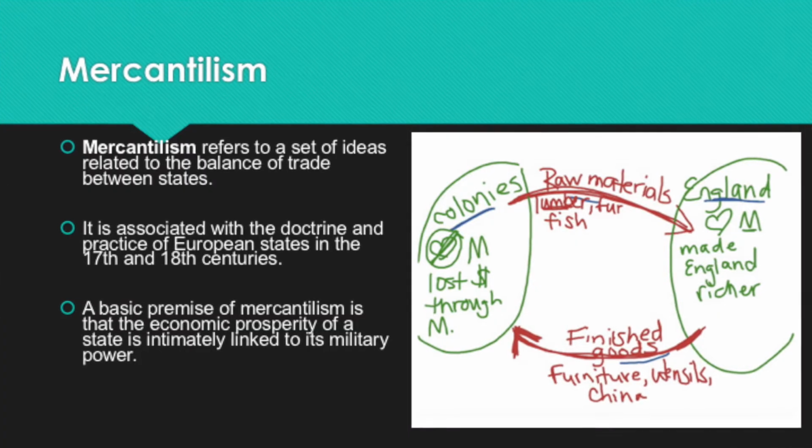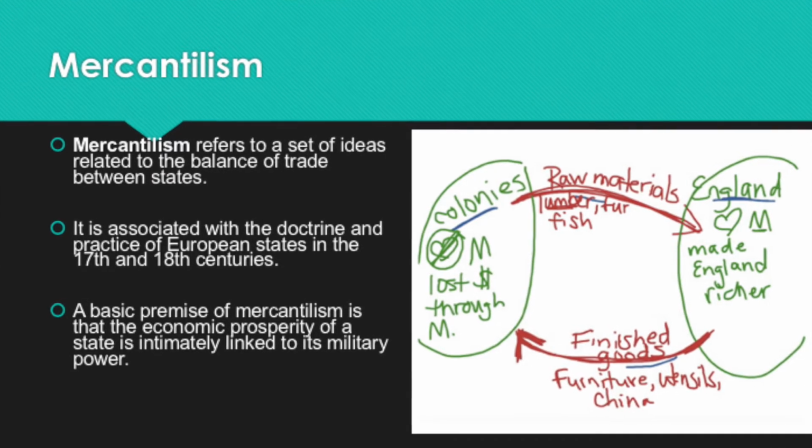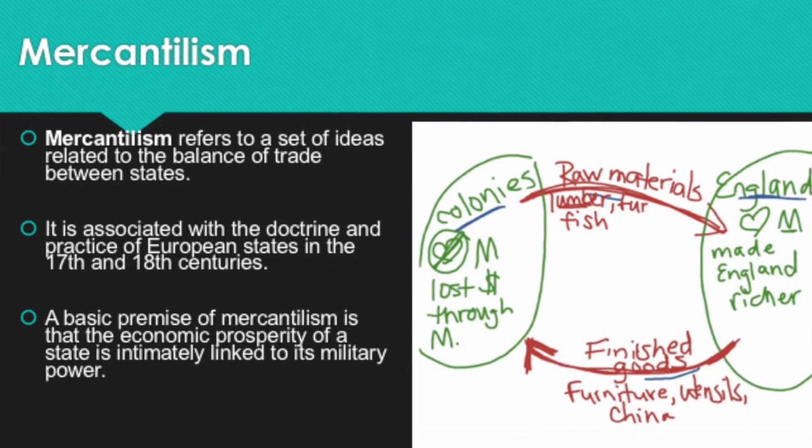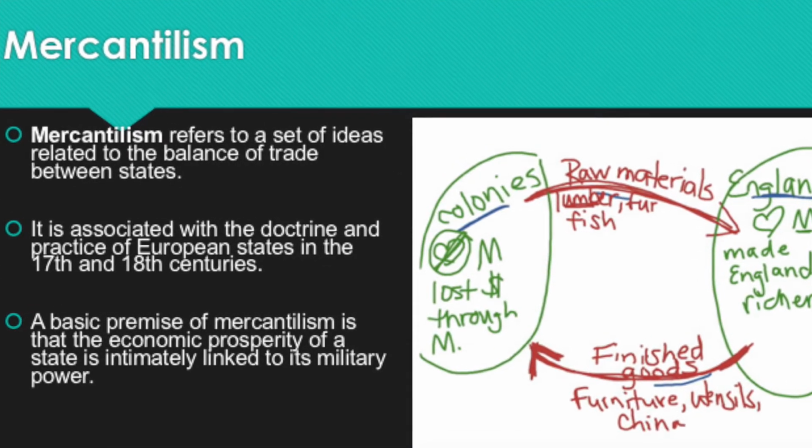And so you see this cycle depicted here. We have the colonies sending raw materials to, in this case, England, the colonial power. Then England transforms them. All their workers in England have good jobs, value-added processing. They send those finished goods back to the colonies.